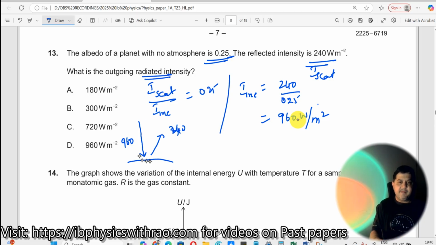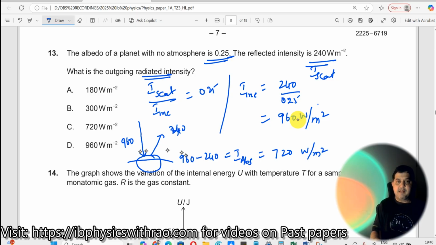So part of it gets absorbed here. How much does it get absorbed? 960 minus 240 gets absorbed. I'll write I absorbed, which should now be equal to how much? 960 minus 240 is 720 watt per meter square.